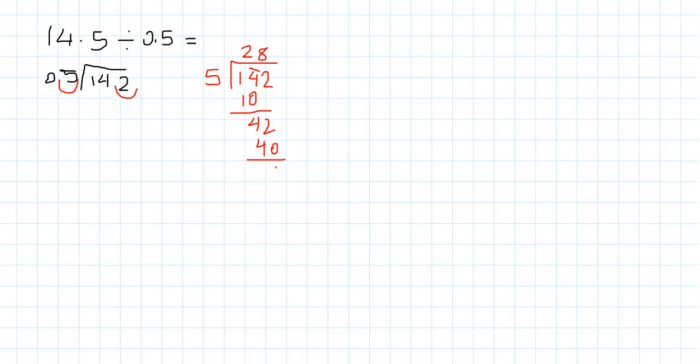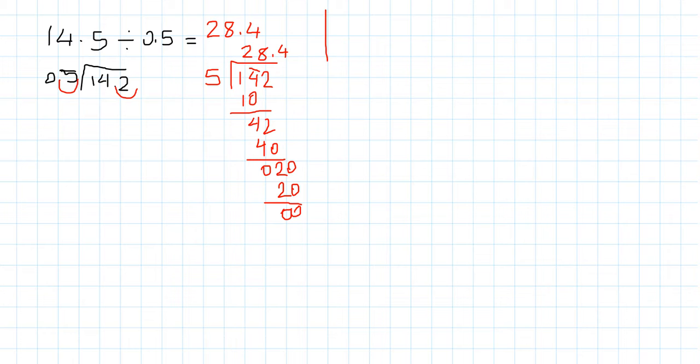Now remain 2. Because I want to continue to the answer, I put 0. Because I added 0, I should put a decimal in the quotient. So now ask how many 5 are there in 20. I say 4. 4 times 5 is 20. You see the remainder is 0, and the answer should be 28.4.